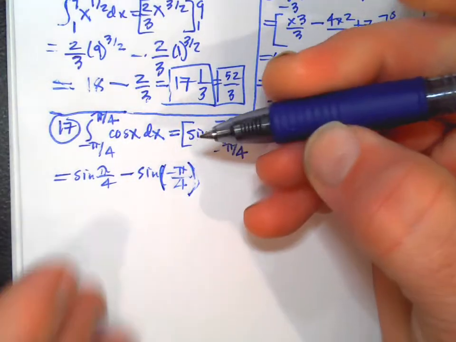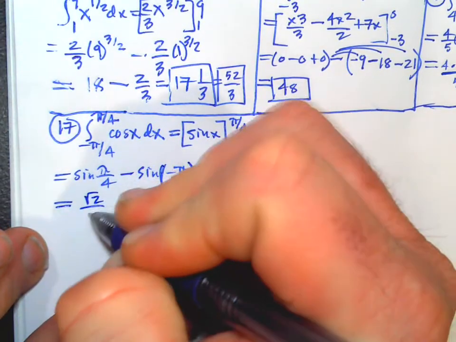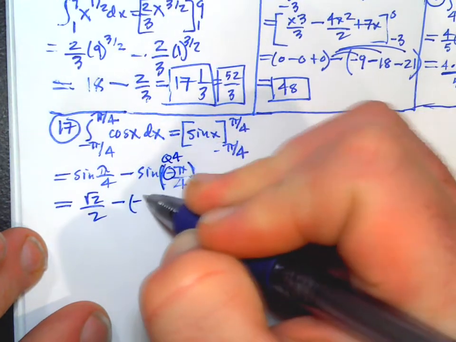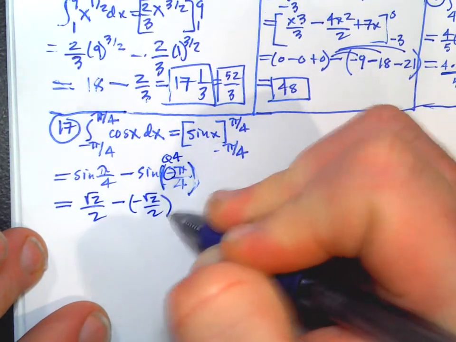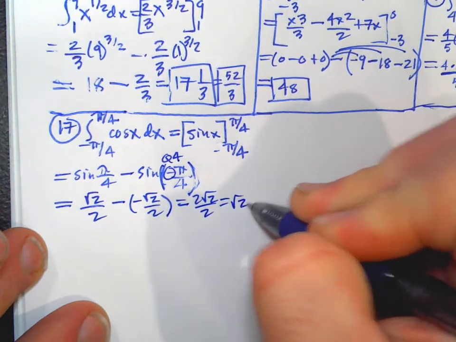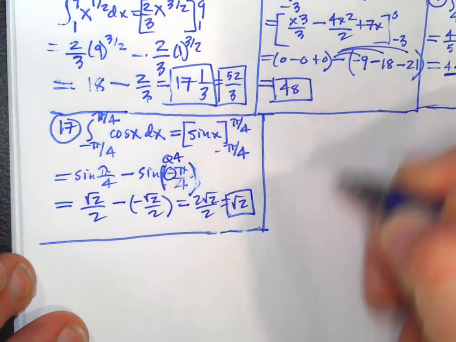Okay. So pi over 4, that's root 2 over 2 minus negative would be quadrant 4. So it's going to be negative root 2 over 2. So it's going to be 2 root 2 over 2 is root 2. All right.